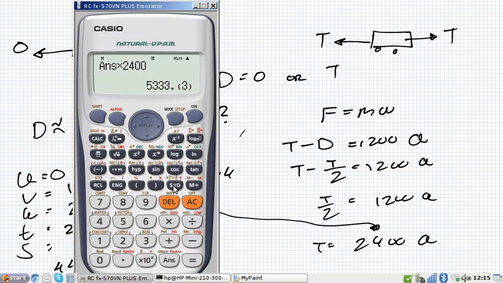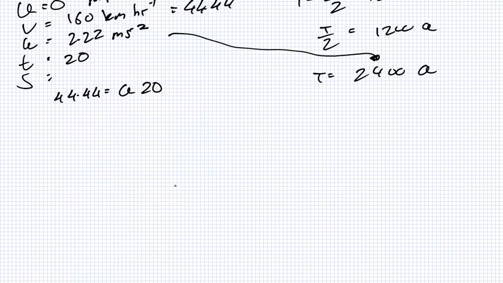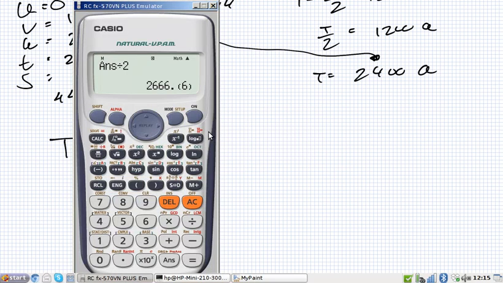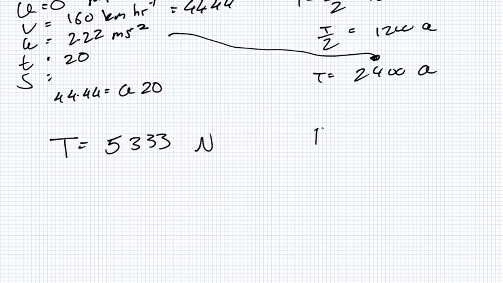and the drag force is roughly half of that. So we can say that T is 5,333 newtons, and then D is 2,667 newtons then. Okay, so that's that one then.